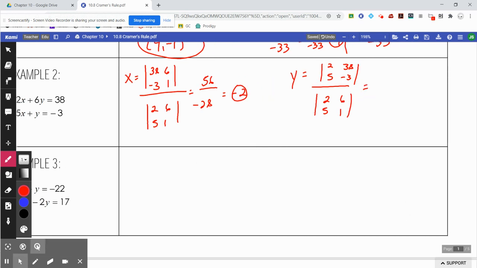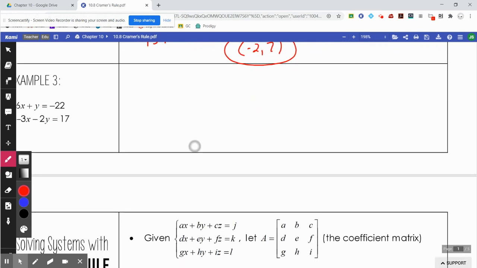We can already put our -28 on bottom over here. The bottoms will be the same. The top is going to be -6 minus 5 times 38, which is 190, and that gives you on top negative 196. Negative 196 divided by 28 is 7. So therefore, x is negative 2, y is 7. There's your solution. Example number 3.